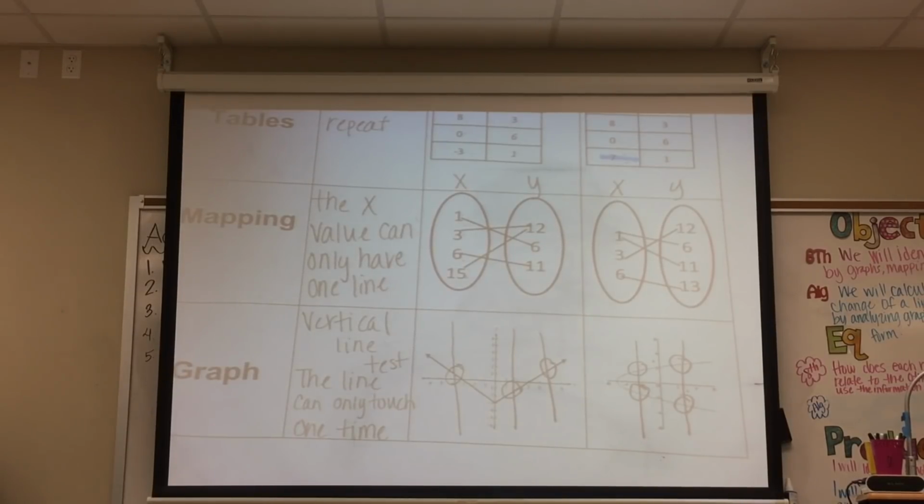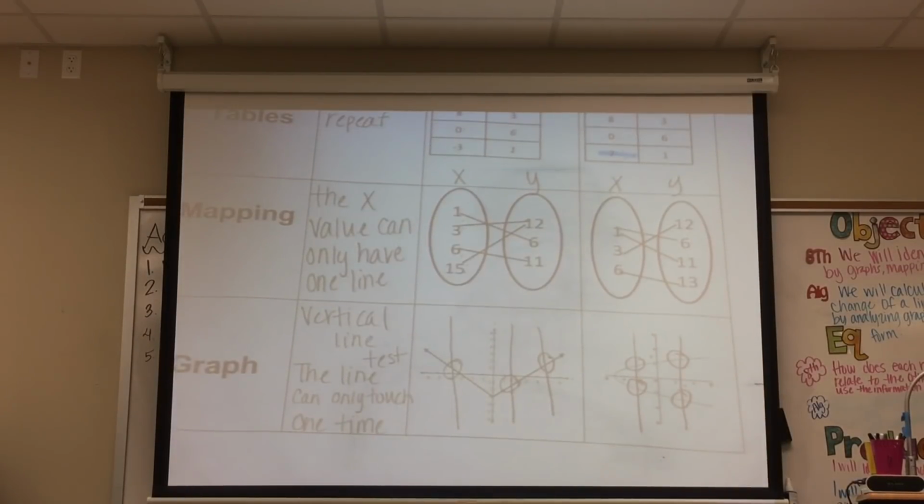Now, I want you to think about this. It doesn't matter how many lines I draw on here. The object of this is if I draw one line, how many times does that line touch my graph? So you only have to draw one line. When I draw only one line, this one only touches one time. When I looked at this one, it touched it twice. So that's why it's not a function.